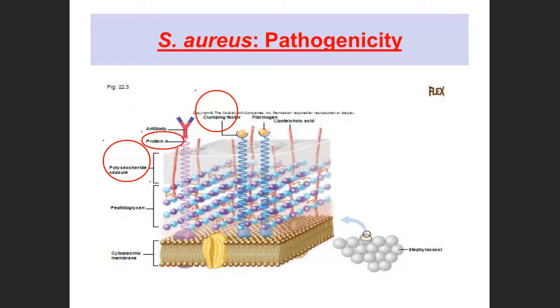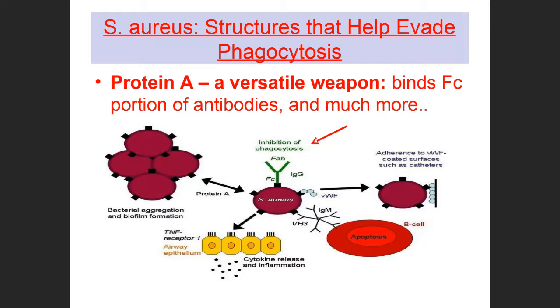And this is just a look at the cell wall of the bacteria. Actually, this is the cell membrane. This will be the cell wall. And then you have some of these proteins that stick out. Protein A right here. Actually, I think this is protein A right there. And then this is the coagulase enzyme sticking out. So a lot of these enzymes that give Staphylococcus its pathogenicity are sticking out of its cell wall.